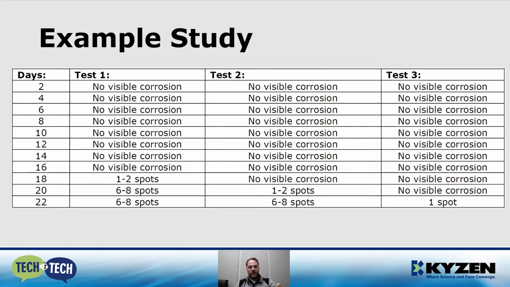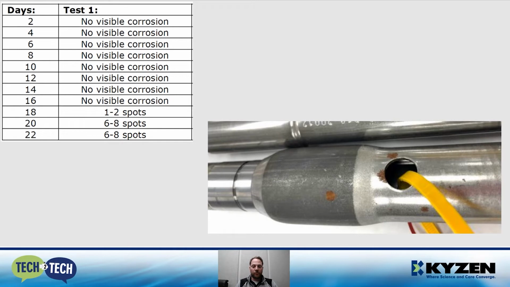Test one is 3% concentration, test two is 5% concentration, and test three is 7% concentration. So as you see in test one, that's the 3% concentration that we had. After about 18 days, we started to see rusting.